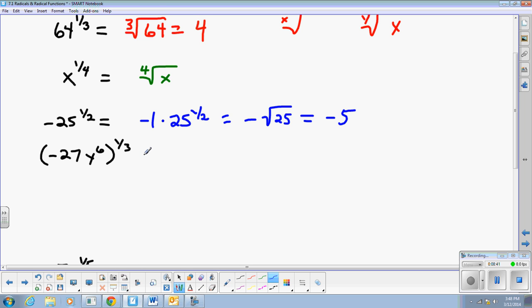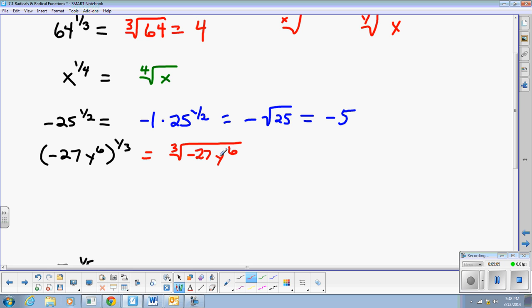Another example for us. This time, notice I have parentheses, and on the inside of the parentheses there is a negative sign. So following what we've done before, I have a 3 as a denominator. That means I want the cubed root of negative 27 y to the 6th. Cubed root of negative 27 y to the 6th.